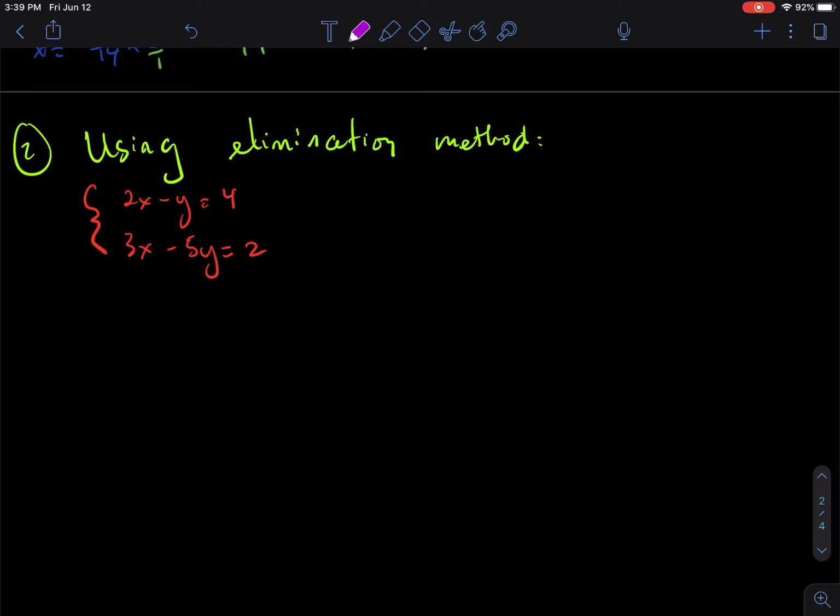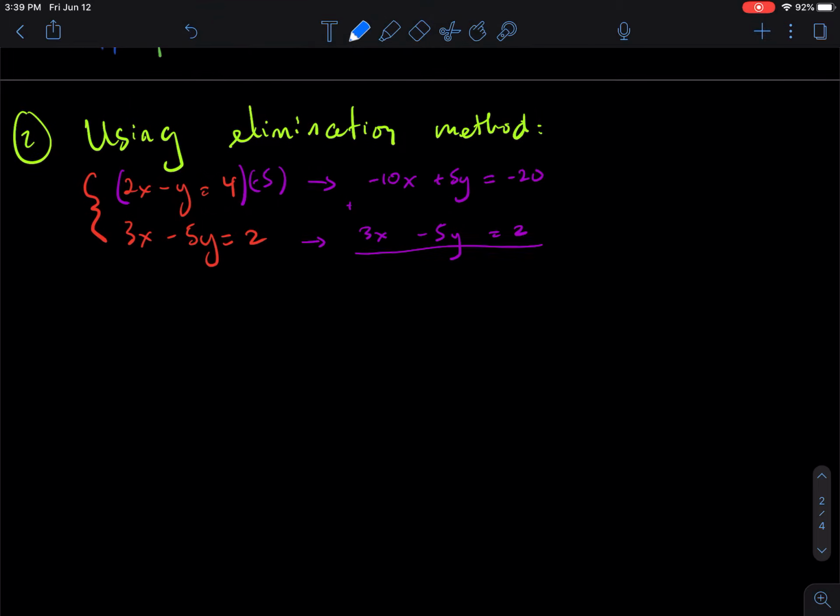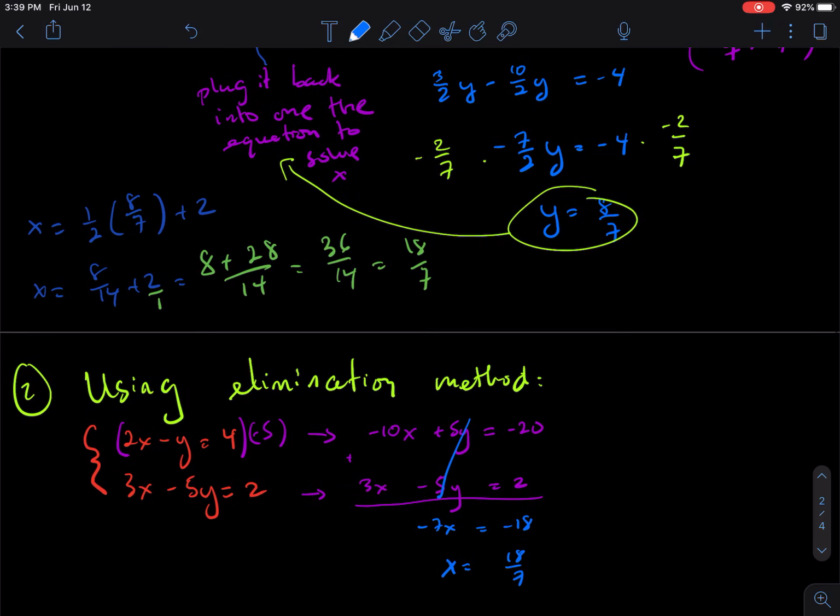So I'm going to multiply the first equation by negative 5, okay, that will give me negative 10x plus 5y equal to negative 20. And the second equation, I'll leave alone. Now if I add these two equations, the y term cancels out. That gave me negative 7x equal to negative 18. Therefore, x is 18 over 7. Look how fast we got the x coordinate, which is 18 over 7.